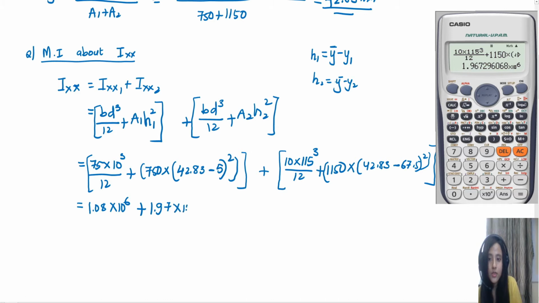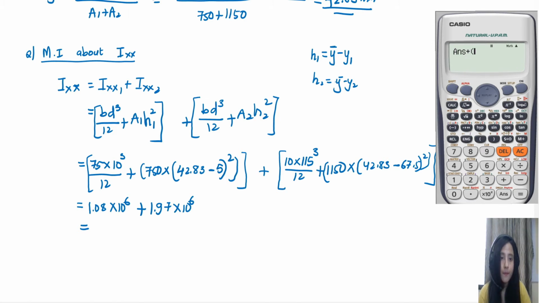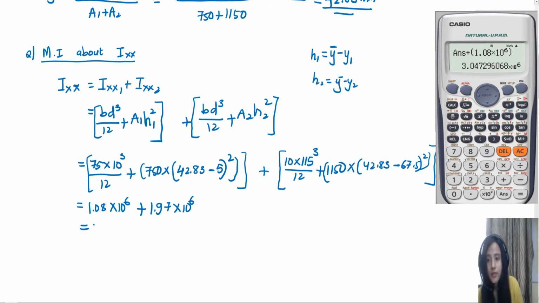1.97 into 10 raised to power 6. Now its total will be plus 1.08 into 10 raised to power 6. So this is its total. It is coming equal to 3.05 into 10 raised to power 6 mm raised to power 4. So this is my moment of inertia about Ixx axis.